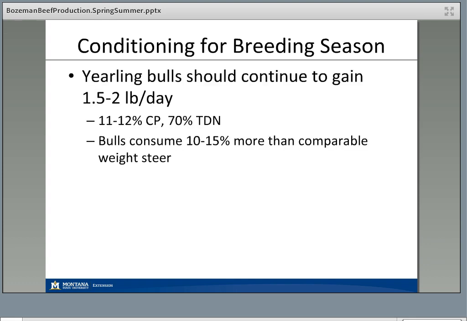If we're going to buy yearling bulls, it's ideal if they continue to gain 1.5 to 2 pounds a day. To yield that, we'd need about an 11 to 12% crude protein diet with about 70% TDN. And keep in mind that bulls will consume about 10 to 15% more feed than a comparable weight steer would.